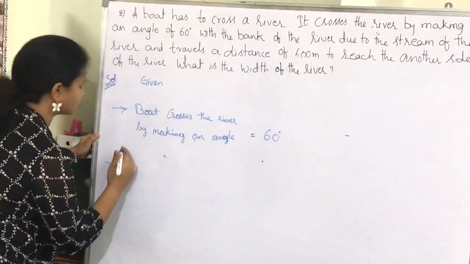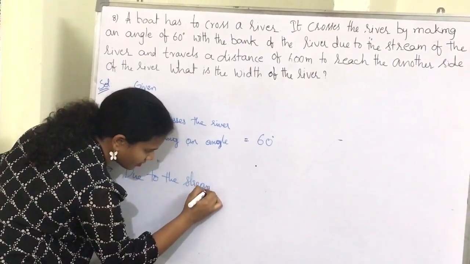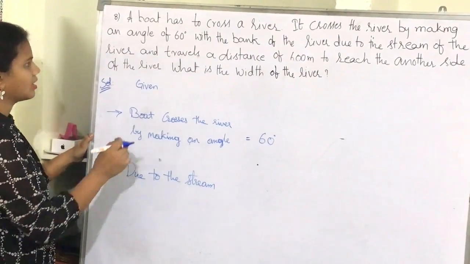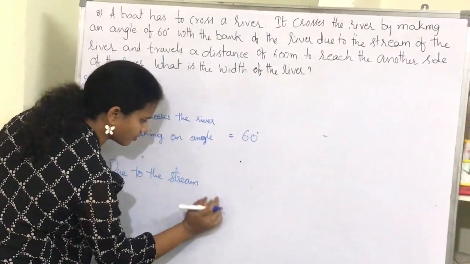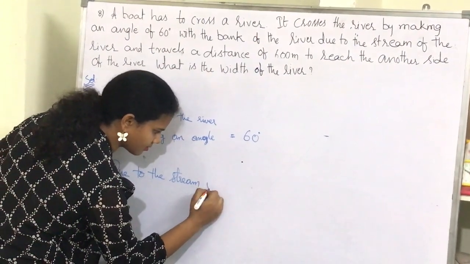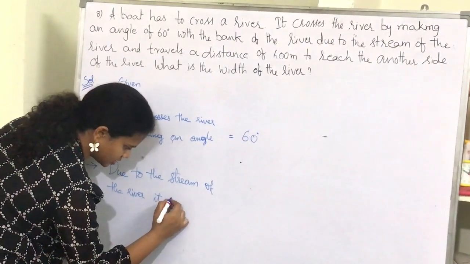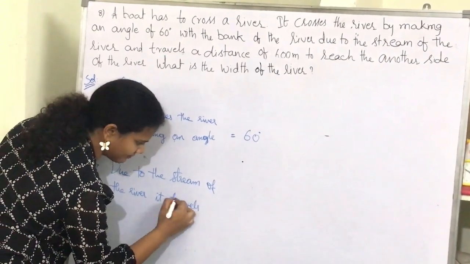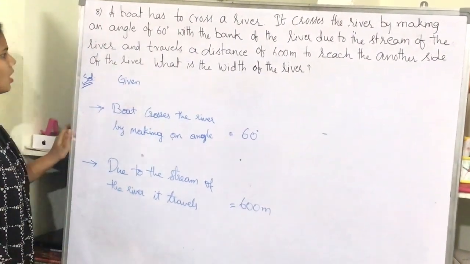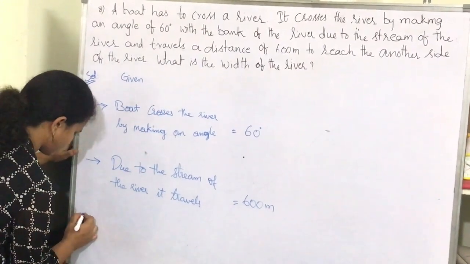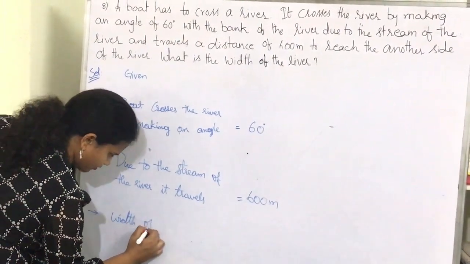So due to the stream of the river, and travels a distance of 600 meters. So due to the stream of the river, it travels 600 meters. Now the question is, what is the width of the river? They need the width of the river.